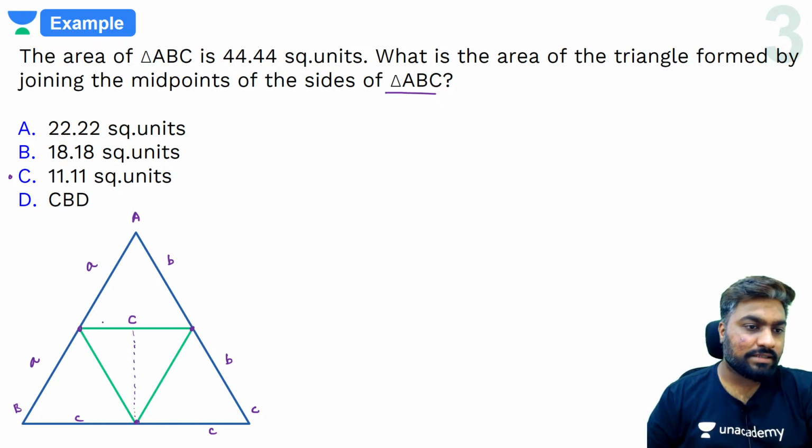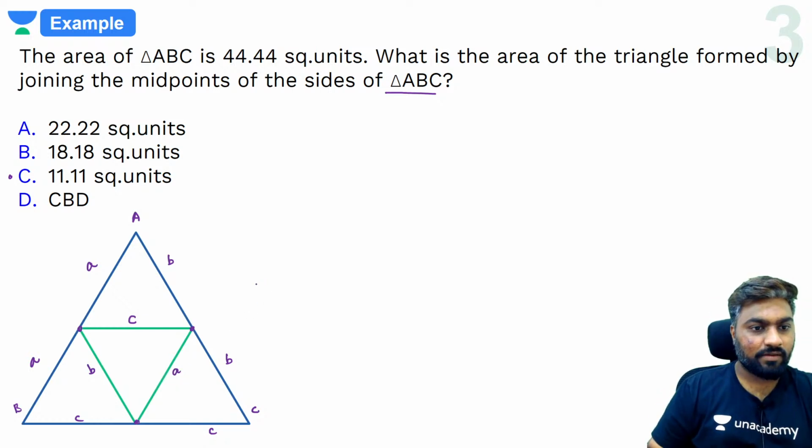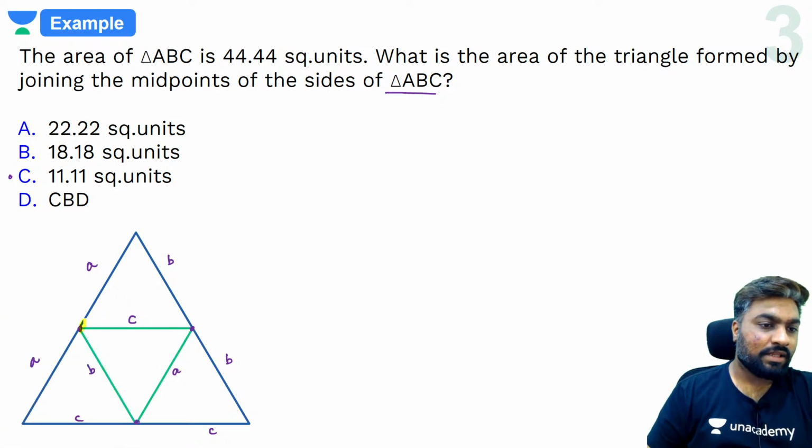Are you able to get this? This will be C by 2, this will be C by 2, entire thing is C. Same way, this will become B, and this will become A. Sorry, the other way around. Are you getting this, guys? So what is happening here? Each side of this triangle, let me use a highlighter. Look at this. What are the sides of this triangle? ABC.